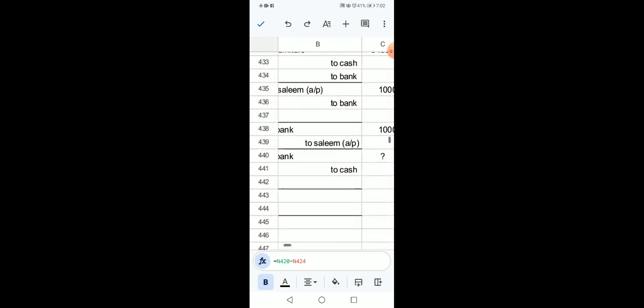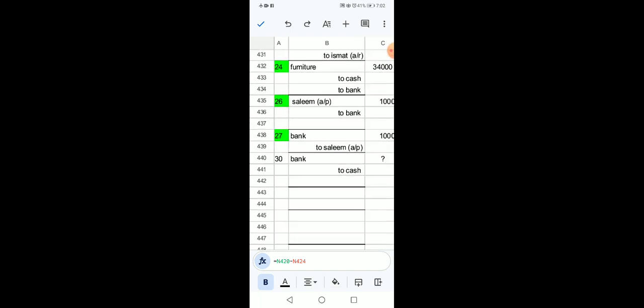Now let's come to the entry. This was the entry on which we are working right now. Bank to cash, the amount is to be deposited into the bank. But how much amount? Let's see what the question was saying. Deposited in bank excess of cash over 21,400. That means the amount which is more than 21,400, that amount would be deposited into the bank.